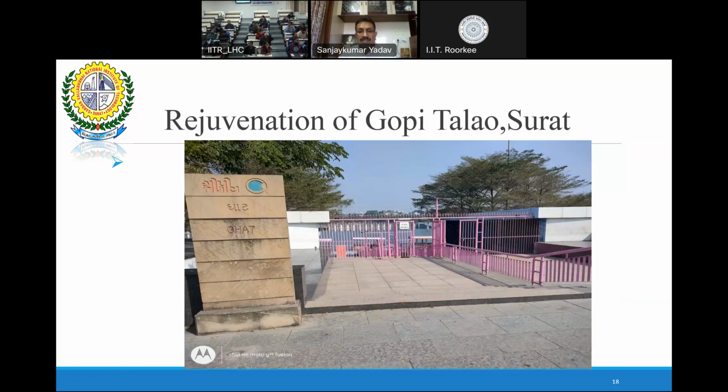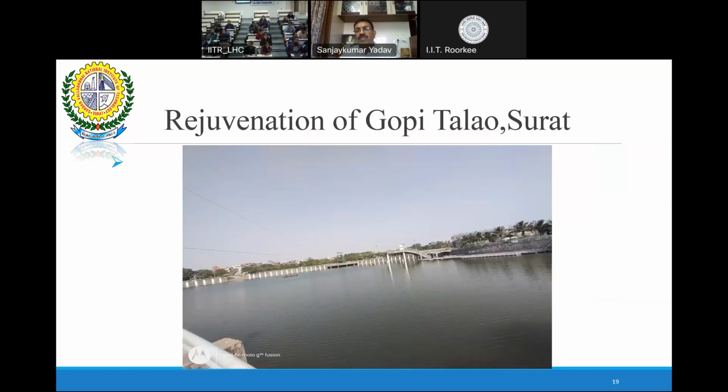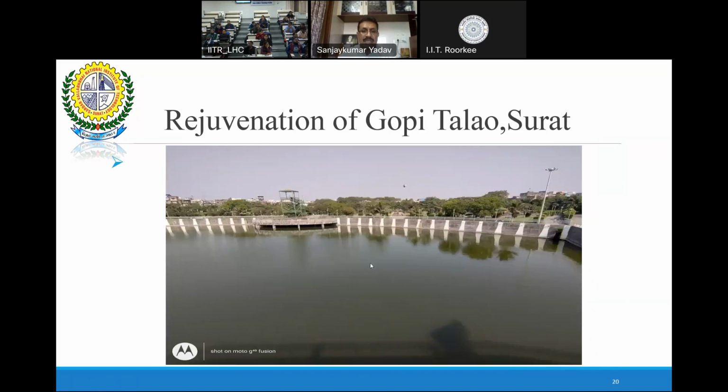So these are the pictures of different ghats. That is Gopi Ghat, you can see here. This is another picture. Now you see that retaining wall. You can see at the same time the area which I told you has been developed, where you can see boating is also there. The platform is also constructed. Ghats are also there. This is another view of the pond.